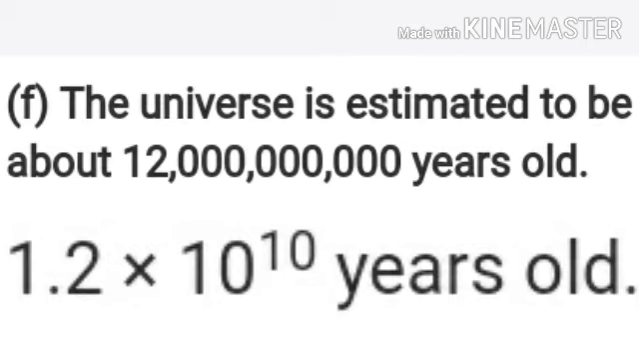F. The universe is estimated to be about 12 billion years old. So we write it in standard form: 1.2 into 10 to the power 10 years old, because we always put the decimal after one digit. So 1.2, and we shift the decimal from right to left by 10 digits. So we write 10 to the power 10. So 1.2 into 10 to the power 10 years old. The universe is estimated to be about 1.2 into 10 to the power 10 years old.